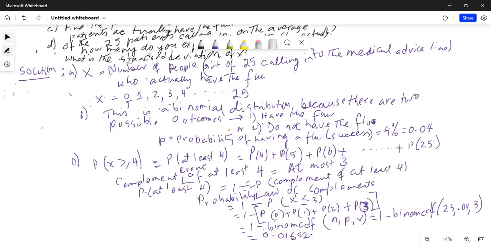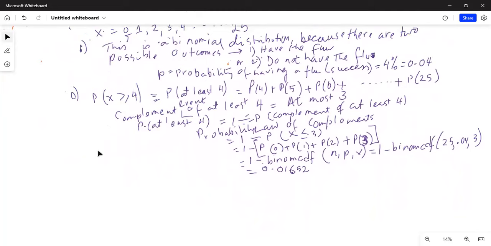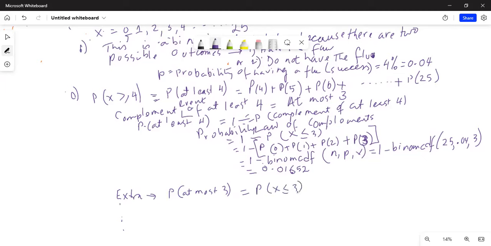Okay, let me show you some tricks which they have not asked, but let me show you some trick anyways. So let me create some more space. Some extra things I'll do. Suppose they want the probability of at most 3. At most 3 means probability of x less than or equal to 3. That means probability of 0 plus probability of 1 plus probability of 2 plus probability of 3.